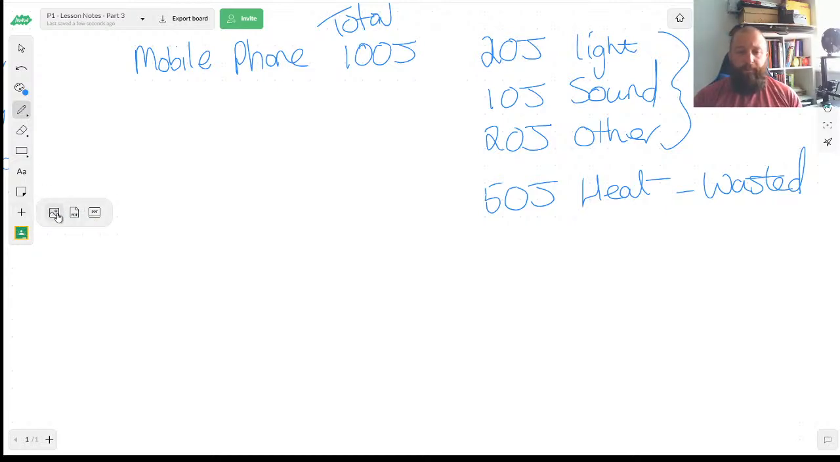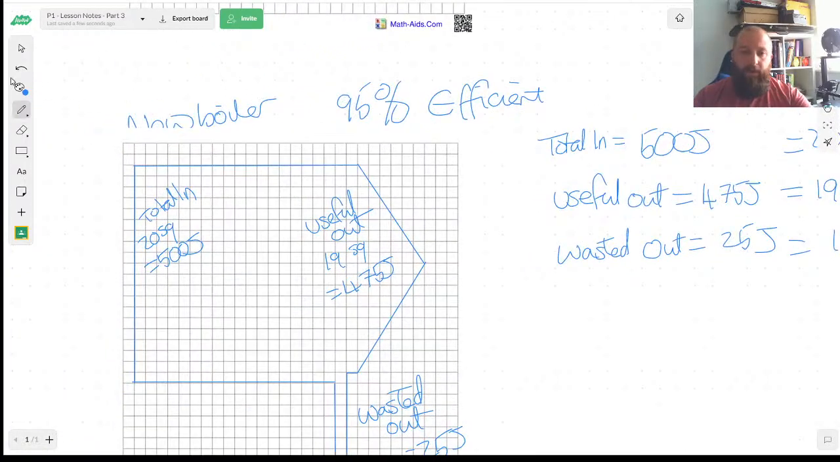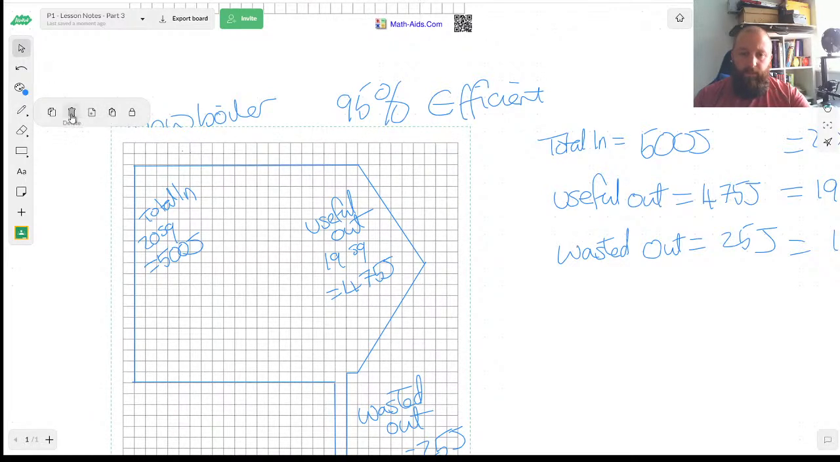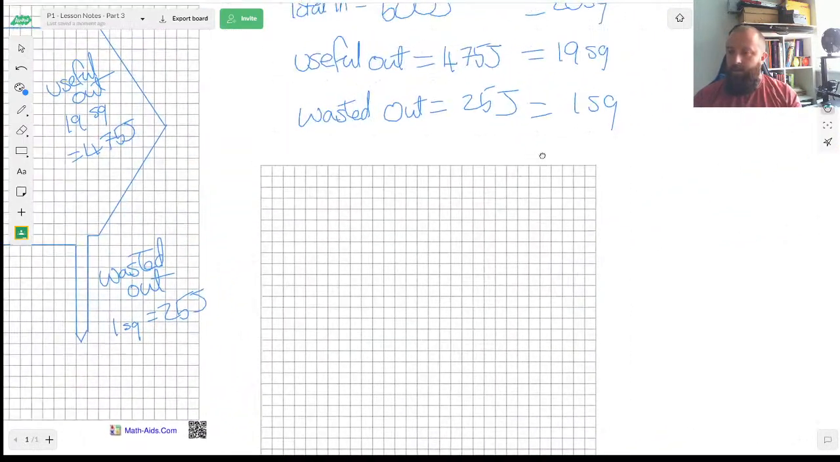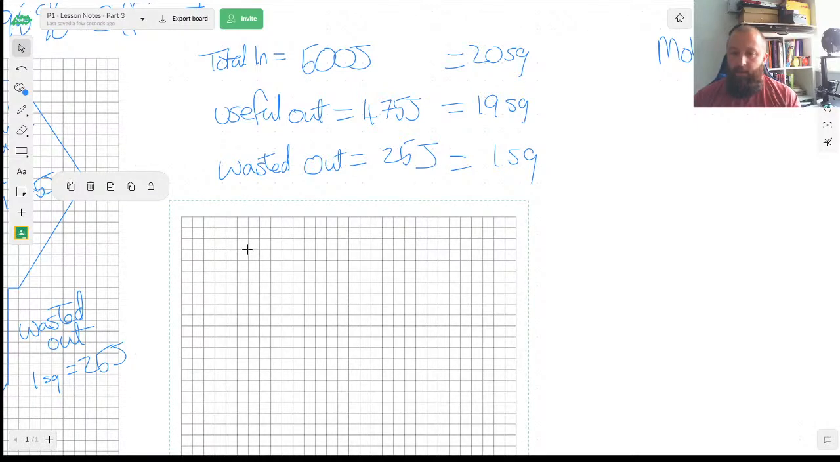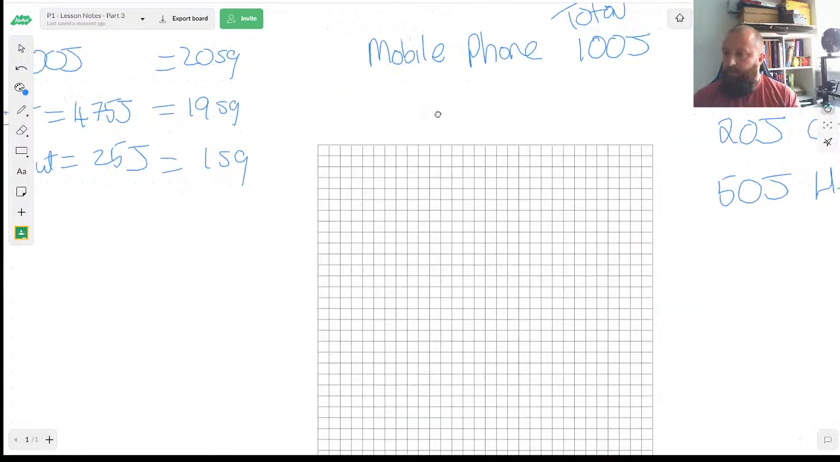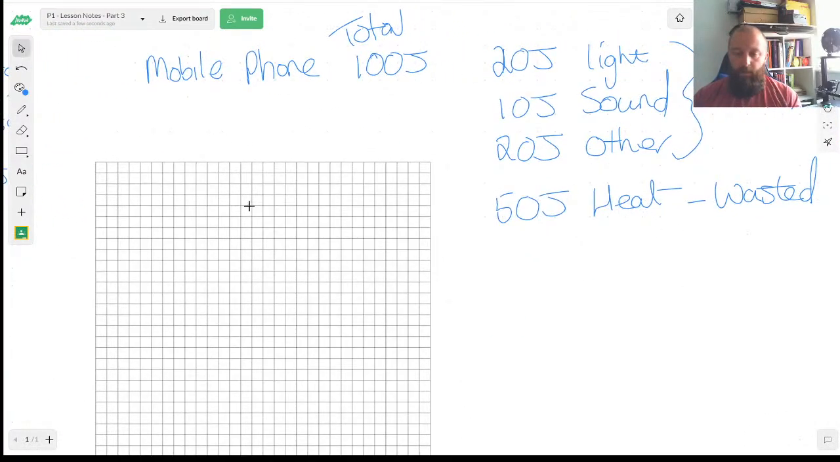So let me drop my graph paper back in again. Wrong one. That one there. Unsupported image. Really? I've just done it once. Okay, let's try something different. Gotta love it when technology doesn't work. There we go. Let's try that one. Sorry about this. There we go. Brilliant.